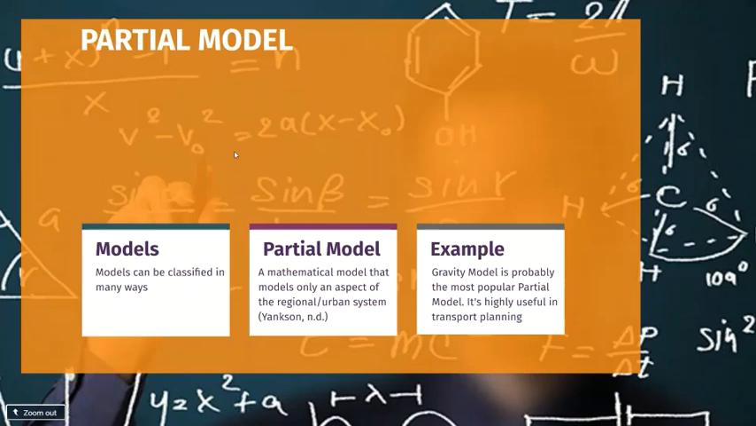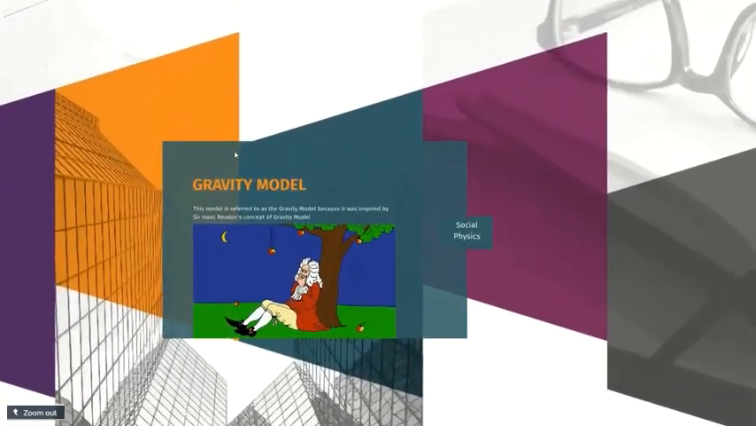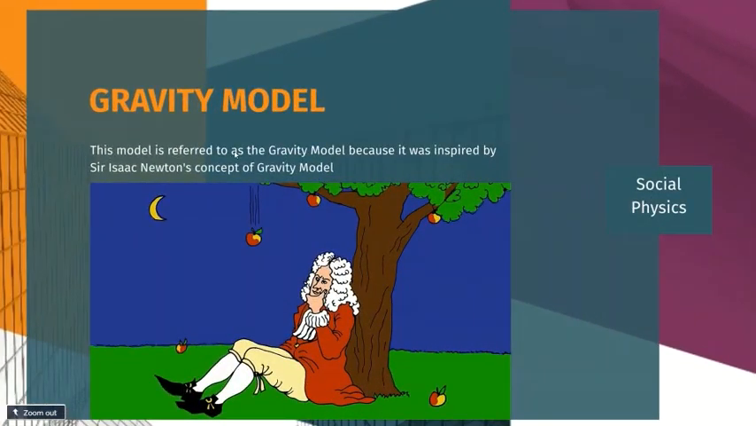So a partial model is a mathematical model that models only an aspect of the regional or the urban system. It doesn't consider the entire picture of the system. It only takes certain variables and only looks at how those variables play out. And obviously this will bring in certain limitations, and the most popular partial model is the gravity model. Alright, let's get into the gravity model.